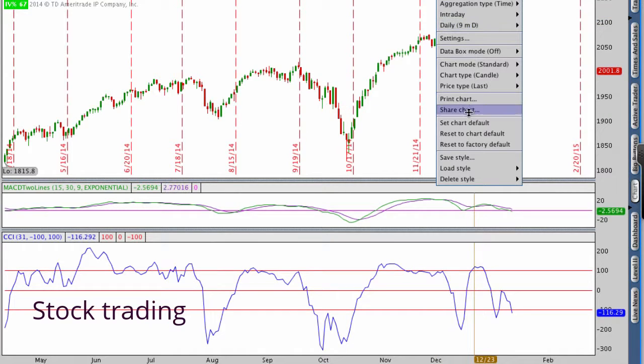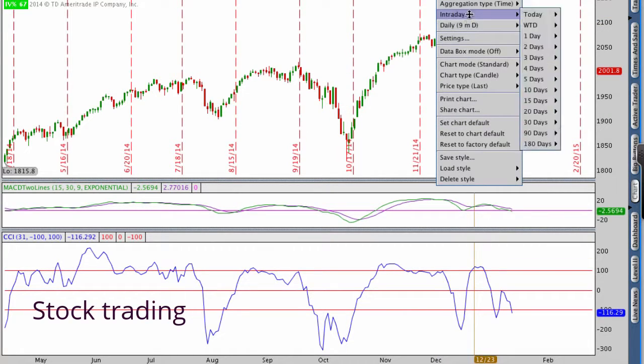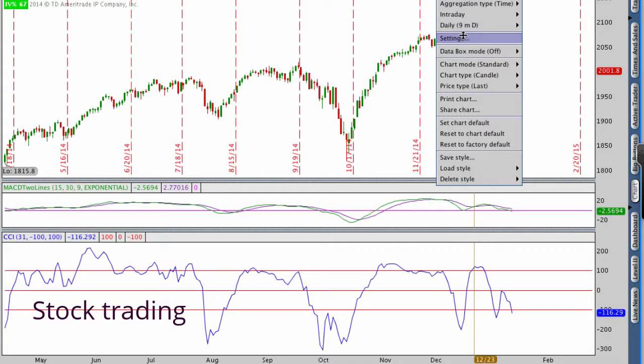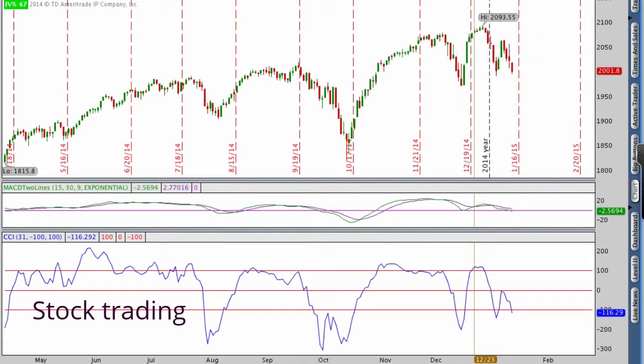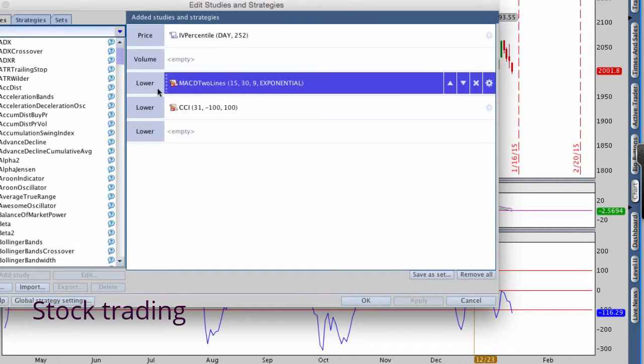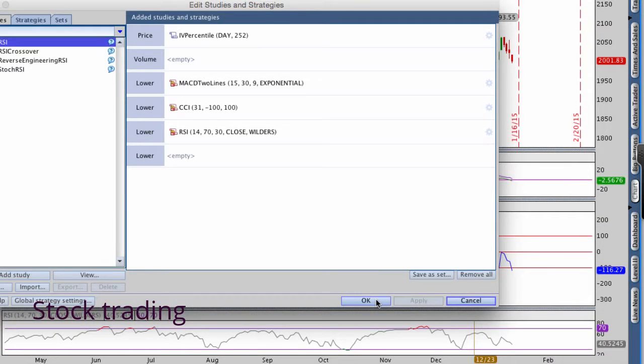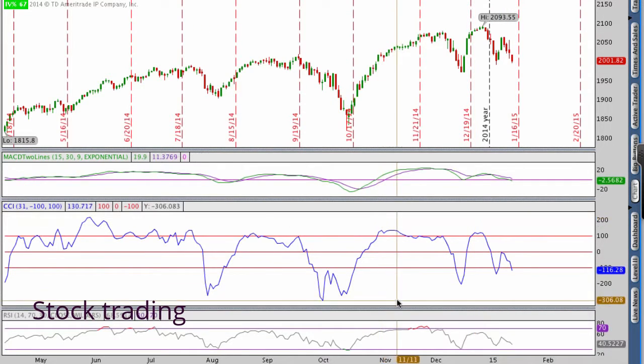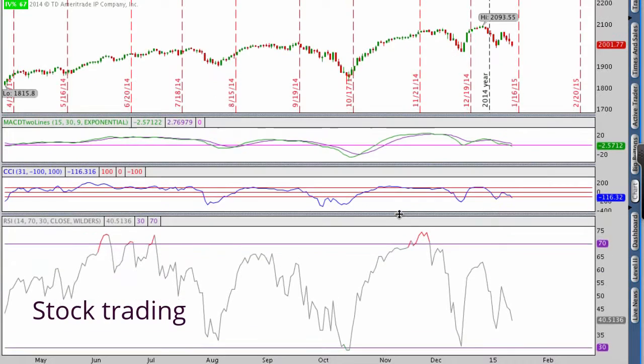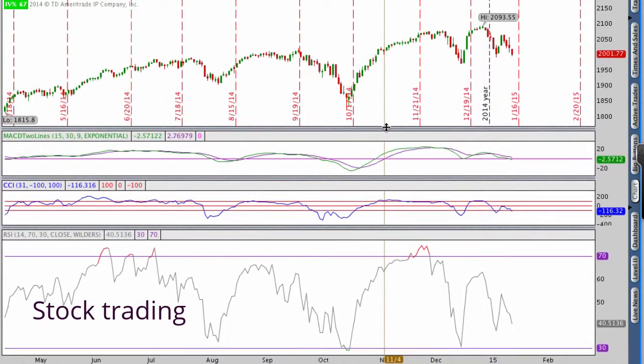All right, let's add one more to the charts here. So let's go here and go to the settings, go to studies, and we're going to go to edit studies, and we're going to add RSI right to the chart. So we can just leave RSI exactly as it is, and now we have RSI down below. I'm just going to try to minimize these two here so you can see RSI down below.